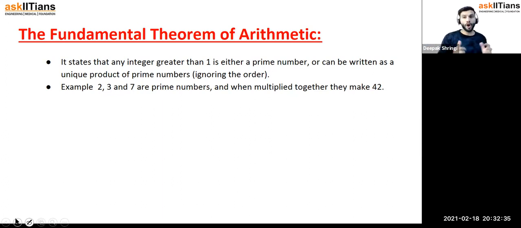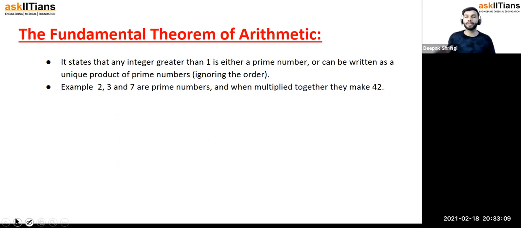Okay, got the point? Now 42, a very good example. 42 is a composite number. It can be written as a product of primes: 2 into 3 into 7. Now someone will say, sir, it is not unique. Why are you saying it's unique, sir? I can write 3 into 2 into 7, you are writing 2 into 3 into 7. That's not unique. Wait. This is unique because order doesn't matter. Look at what is written there inside the bracket: ignoring the order. You can ignore the order, right?